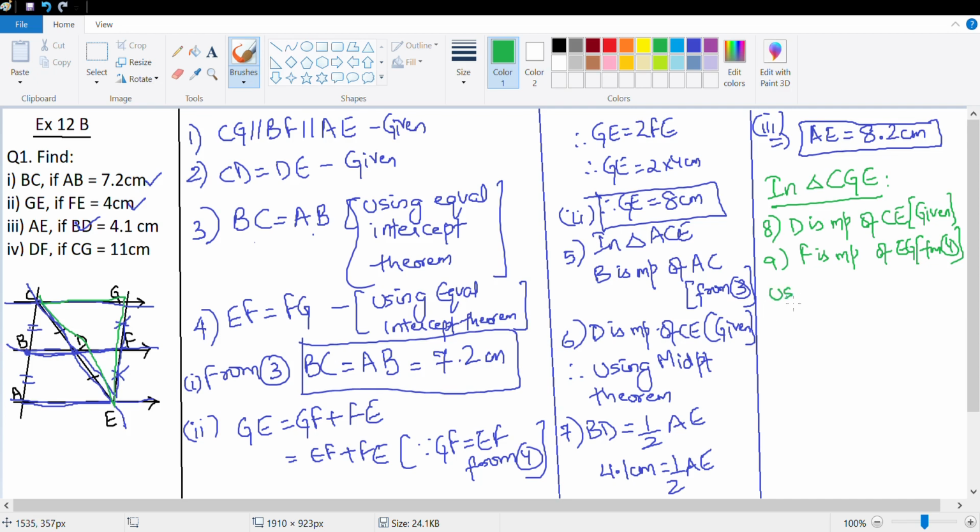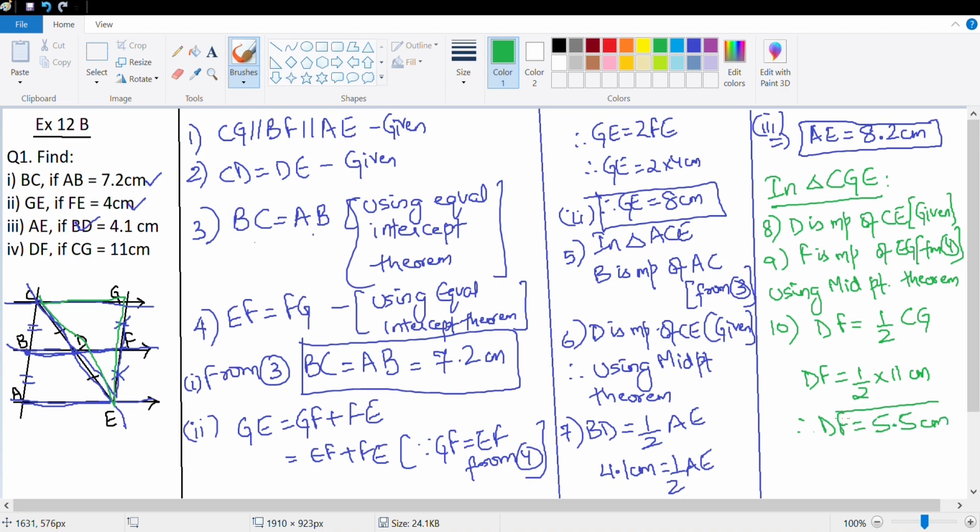So using the midpoint theorem, I get number 10, which is DF is equal to half of CG, and CG is given equal to 11 centimeter, so half into 11 centimeter, therefore DF is equal to 5.5 centimeter. Perfect. So we've done this question.